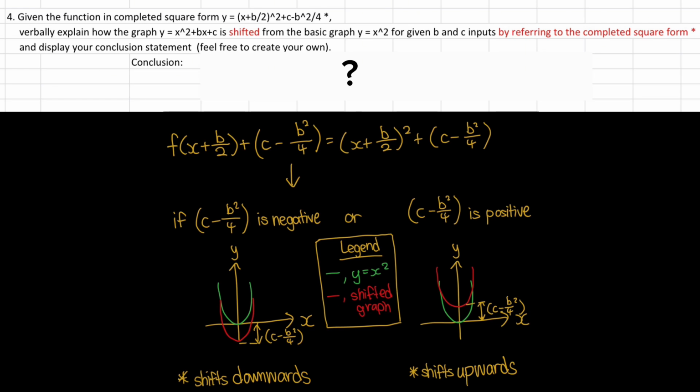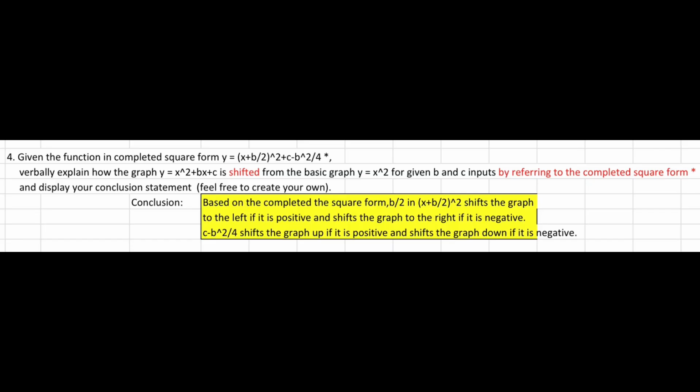Therefore, my conclusion for question 4 will be, based on the completed square form, b over 2 in bracket x plus b over 2 bracket square shifts the graph to the left if it is positive, and shifts the graph to the right if it is negative. C minus b squared over 4 shifts the graph up if it is positive, and shifts the graph down if it is negative.